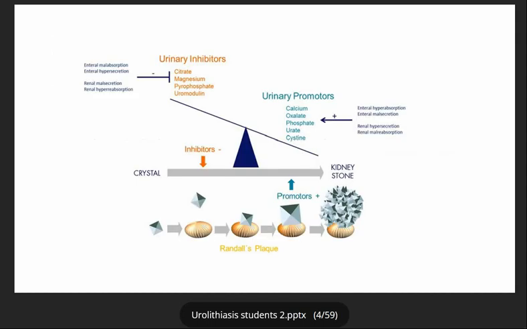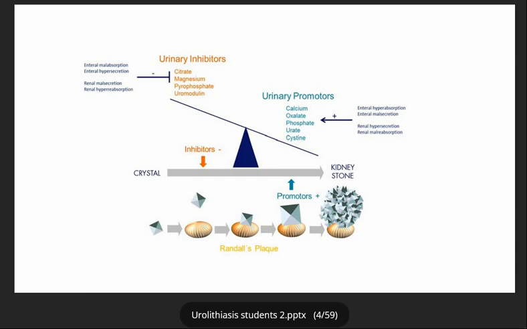So there is a balance in the body between urinary promoters and urinary inhibitors. The most important promoters are calcium, oxalate, phosphate, urate, and cysteine. And this can result from absorption in the body or malsecretion of these solutes. The most important inhibitors are citrate, magnesium, pyrophosphate, and uromodulin, and the most important one is citrate.